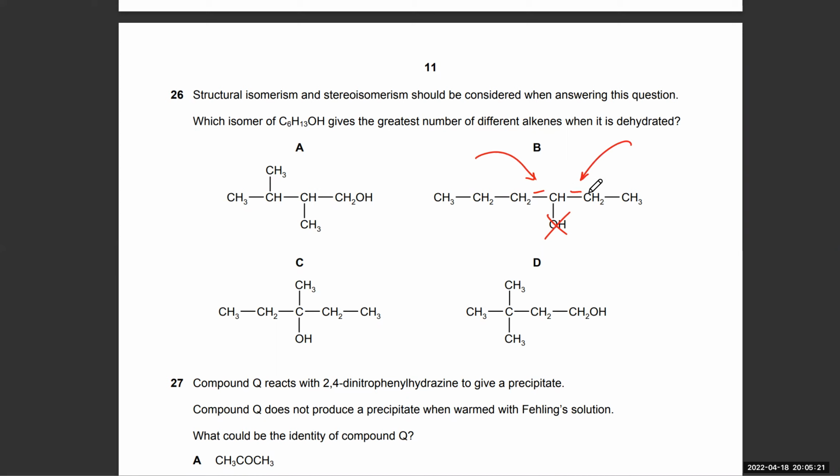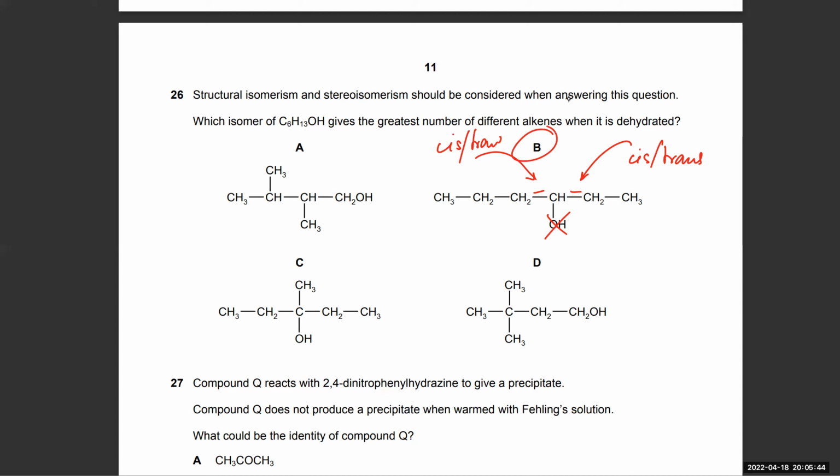And both of them would have cis and trans shapes. Because if you look at the double bond over here, this carbon has two different groups and this carbon also has two different groups attached to it. So that's a total of 4 isomers. I don't think any other option would be able to make more alkenes.